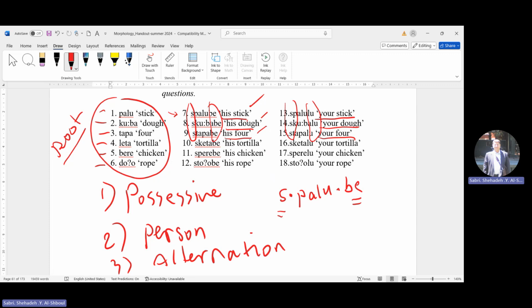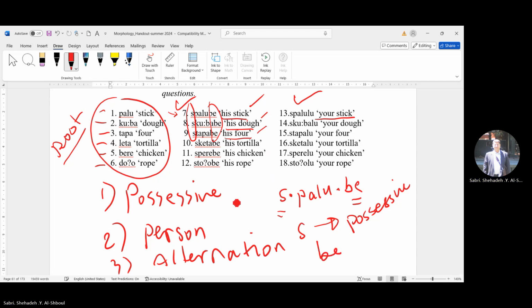And here this gives us evidence that the sa, which is a part of the circumfixation, stands for the possessive marker because it represents the possessive meaning here and the possessive meaning in the second column. So in his stick and your stick, we have possessive, but the alternation or the change that we have at hand is represented in person. So while it is the suffix bi for his, which is the third person singular, it is lu for the second person, whether plural or singular, we don't know yet.